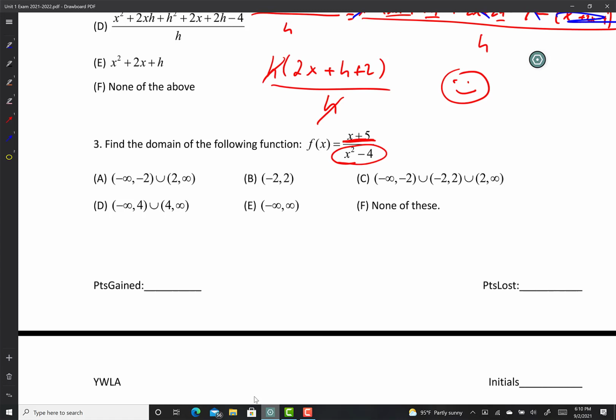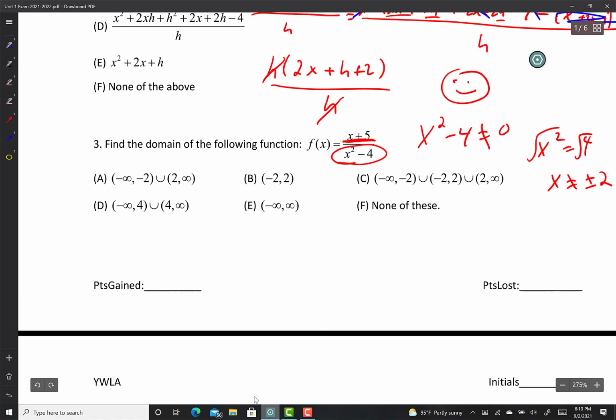So what makes this expression 0 are going to go x squared minus 4 equals 0. Remember, it cannot be 0. So x squared equals 4, square root. X cannot equal positive and negative 2. You could also have done the difference of squares. It's the same thing, no big deal. If this were free response, you can say all real numbers but positive and negative 2.